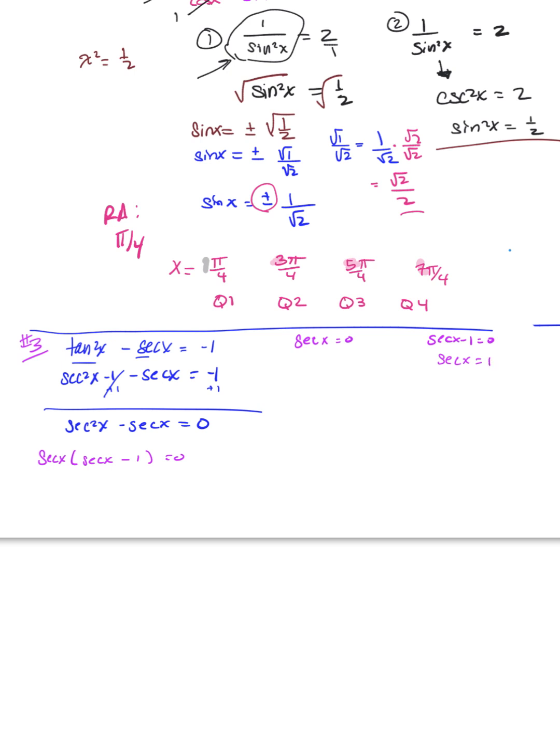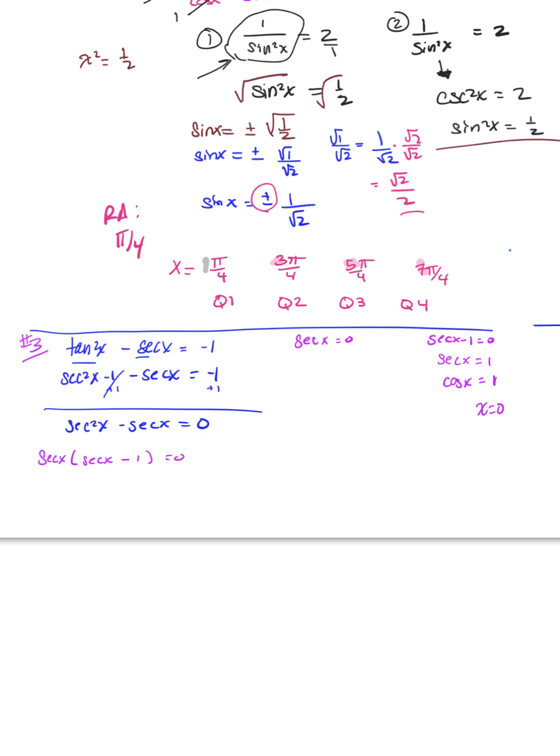And so what is the reciprocal of secant x? That's cosine x. And cosine x, I just flip it over, I get 1. So the only value where cosine x can get a 1 on the graph is at x equals 0.